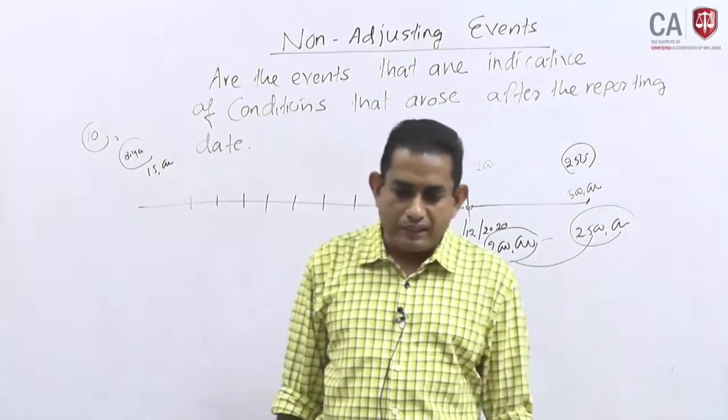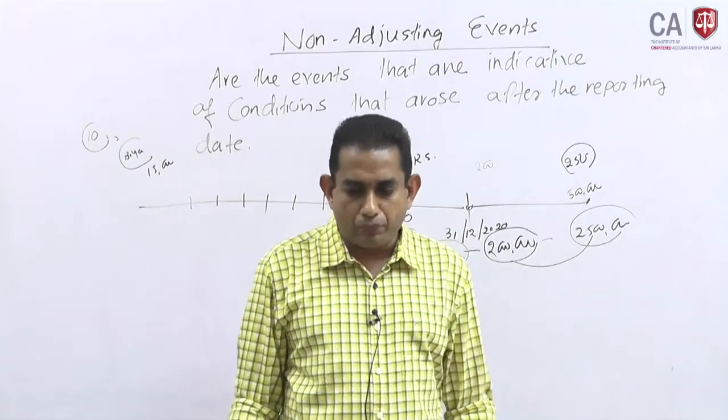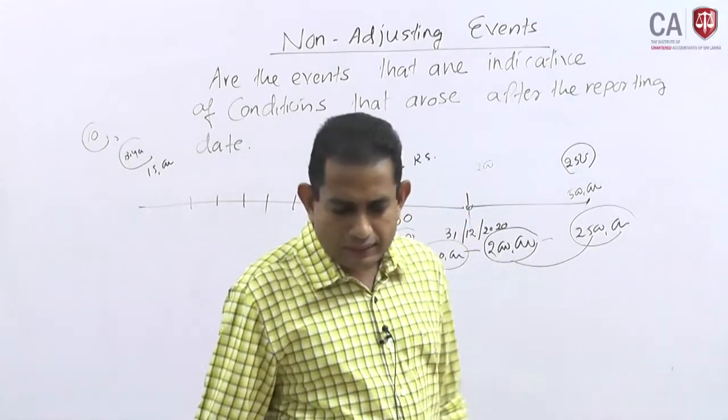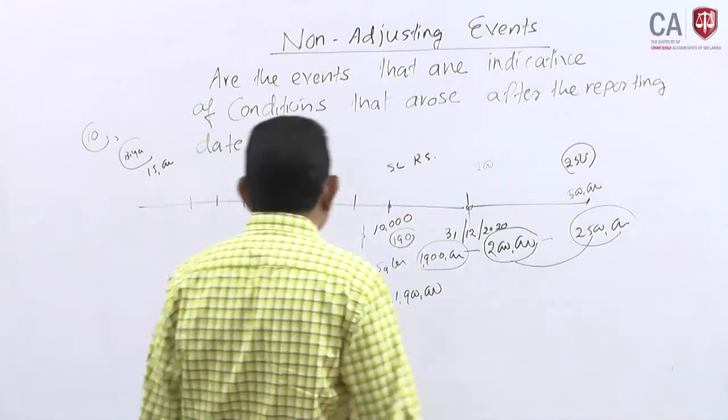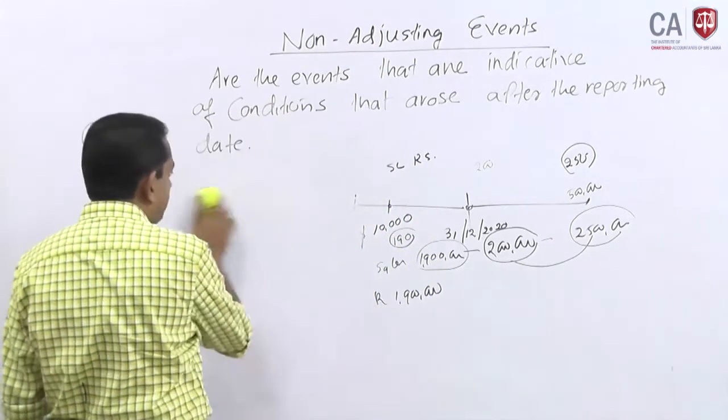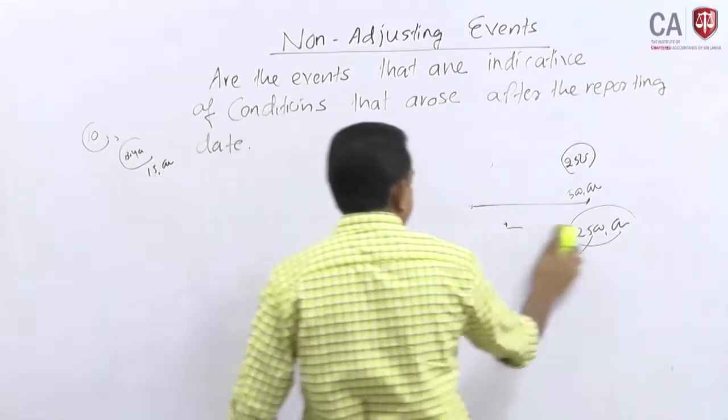Equity dividends declared or proposed after the reporting date, and let me explain that in detail. Here it talks about equity dividends, so let me take preferential dividends at the same time.